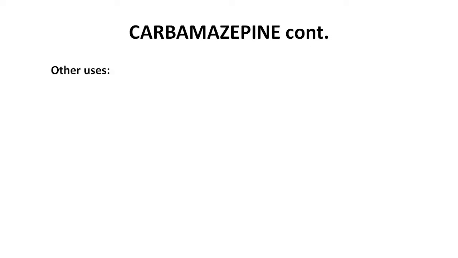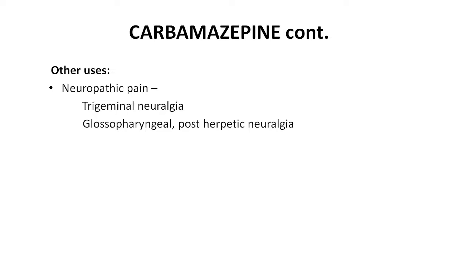Okay. Other uses of carbamazepine are important. So carbamazepine is very important for treating neuropathic pain. This is a very troublesome problem. It causes severe, persistent pain to the individuals, and the causes of neuropathic pains are linked with the trigeminal nerve. So it's called trigeminal neuralgia, glossopharyngeal neuralgia, and there is also something called post-herpetic neuralgia, which happens after a person suffers from herpes infection.